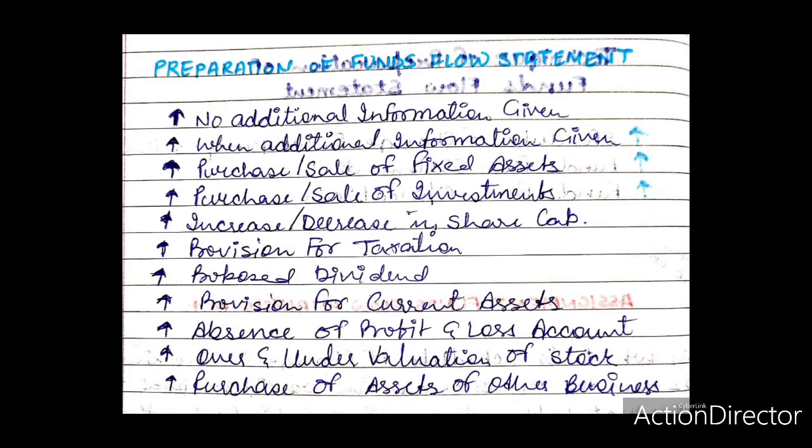It will not appear in the statement of changes in working capital, and the amount of tax paid will be shown as an application or use of funds in the funds flow statement. The amount of provision for taxation charged from the profit and loss account during the year is added back to net profit for the year while calculating funds from operations.